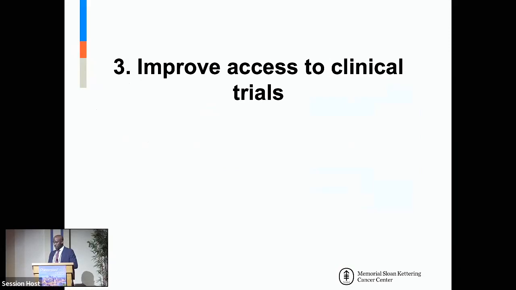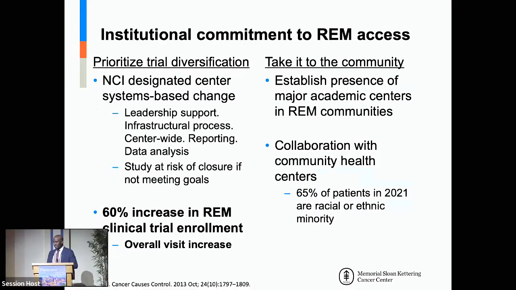Now, improving access to clinical trials. This does require institutional commitment to access, and this can occur in several ways. There are a couple of ways that I'll just touch on briefly. This was studied by Anwuri et al. in an NCI-designated center, where they attempted to change the system to see if it would increase enrollment of the racial and ethnic minority population into their clinical trials. This required leadership support and infrastructural change. It was center-wide, and means were put in place by which they analyzed the data and reported it.